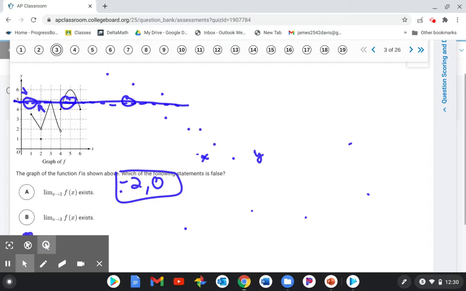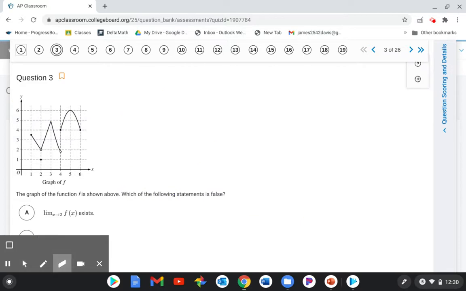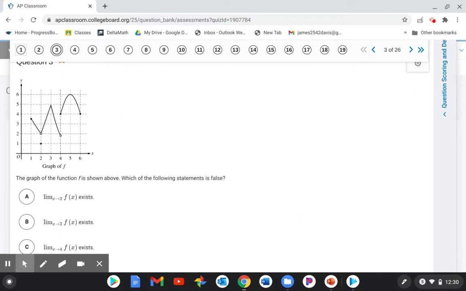All right, let's look at number 3. All right. The graph of the function is shown above. Which of the following statements is false? Which is false? All right, so let's just go through each one and see if we can determine if it's true or not. So the limit as x goes to 2 exists, right? Well, 2 is right here. Limit looks like it does exist. Yeah, it looks like it's 2, right? So limit equals 2. So yes, that's a check.